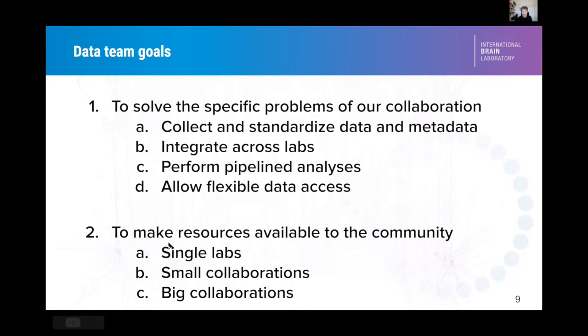That includes individual single labs. Even though what we're doing is designed for a large collaboration, a lot of what we've developed is now being used in individual single labs, as well as other collaborations, small and large. I think that the tools and experience we've developed could be useful to inform those other collaborations.